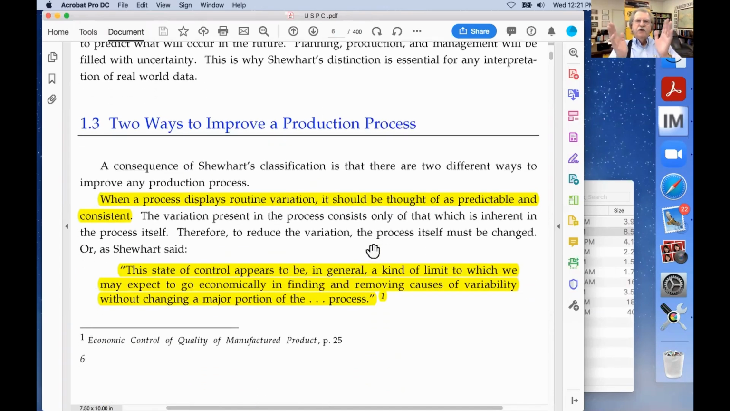That means that there's two ways to improve a process. When a process displays nothing but routine variation, you can think of the process as being predictable and consistent. And what does Shewhart say about that? This state of control, bottom of page 6, appears to be in general a kind of limit to which we may expect to go economically in finding and removing causes of variability without changing a major portion of the process. Without re-engineering the process, you've reached the limit.